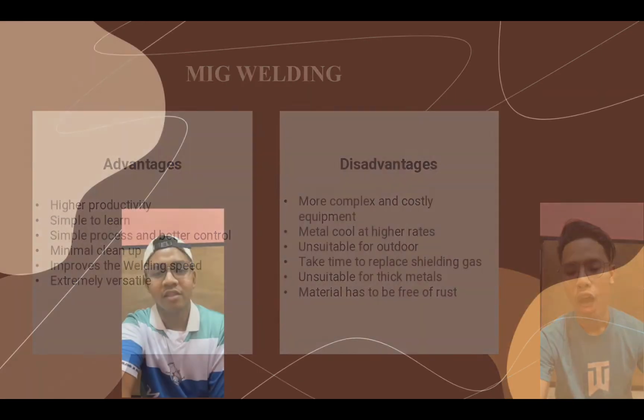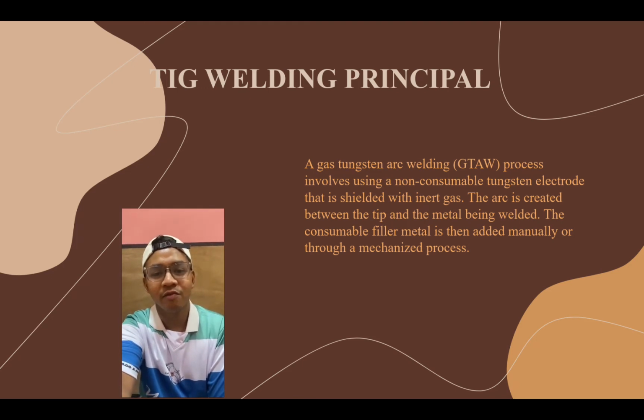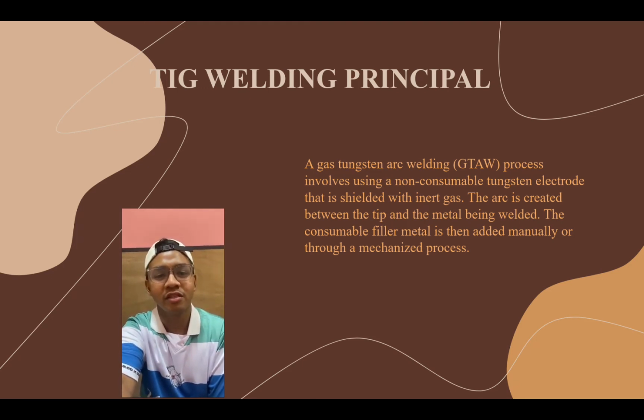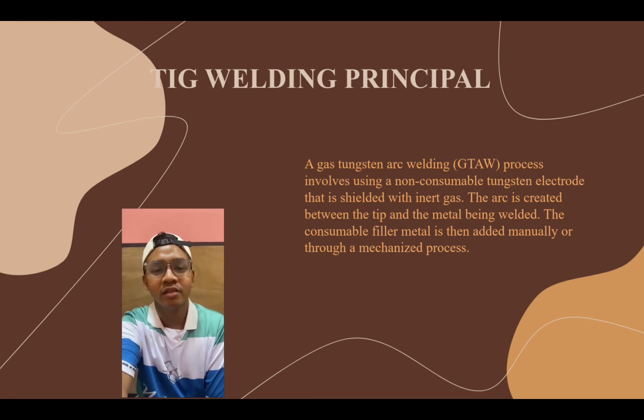Okay, GTAW welding principle. A gas tungsten arc welding (GTAW) process involves using a non-consumable tungsten electrode that is shielded with inert gas. The arc is created between the tip and the metal being welded. The filler metal is then added manually or through a mechanized process.